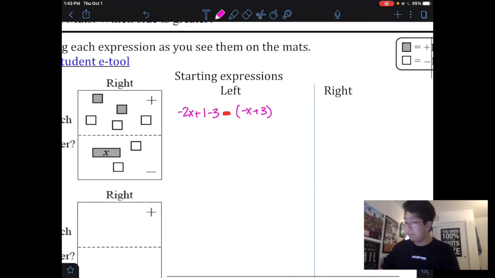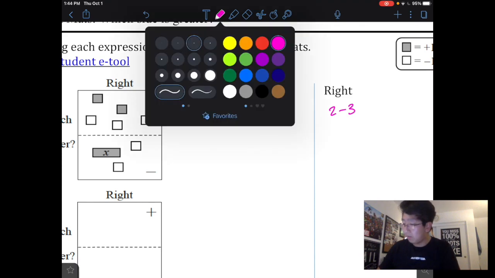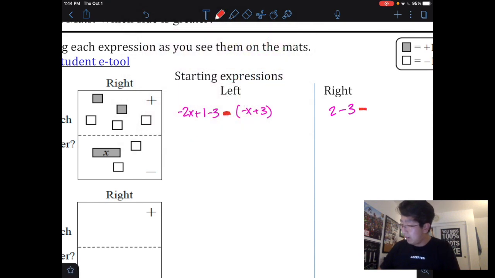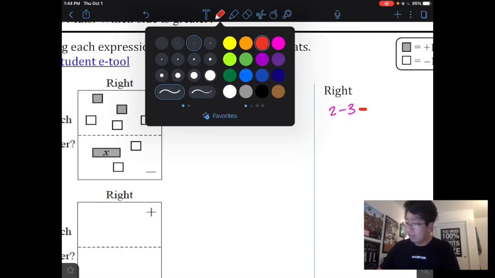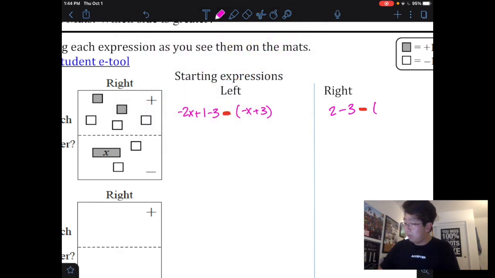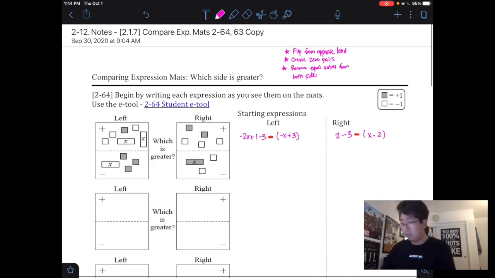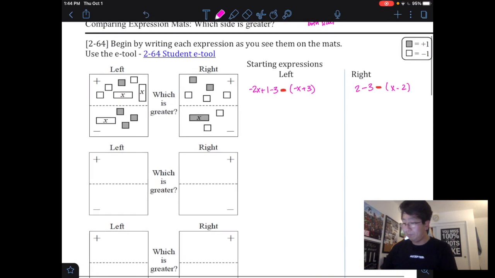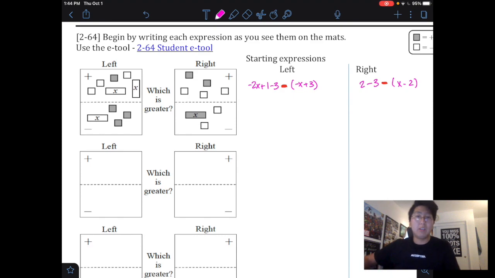What do I have on the right? I see 2 minus 3. And then I have this thing called opposite land, so I've got to put a minus sign. I'm going to make it thicker so you can see. Minus sign, and then in parentheses, what do you see in opposite land? I see positive x minus 2. So right now, what we did so far, we took a look and we wrote down the expressions as we see them.